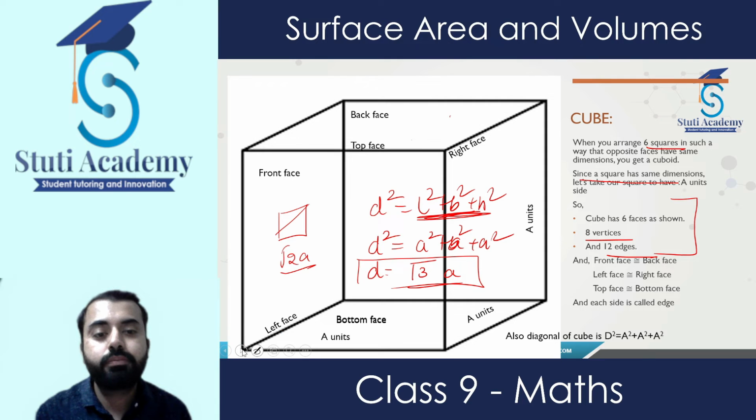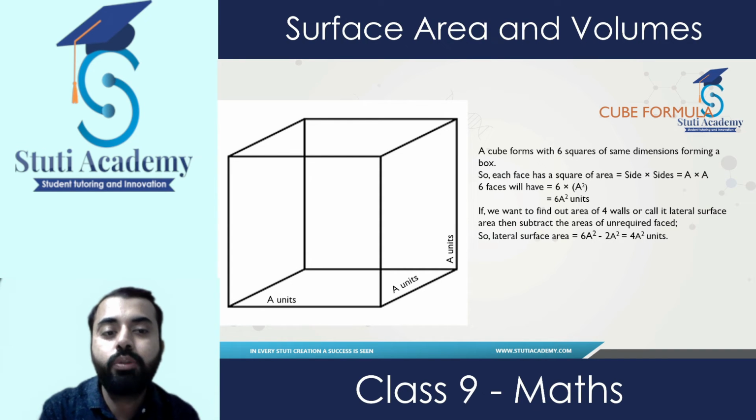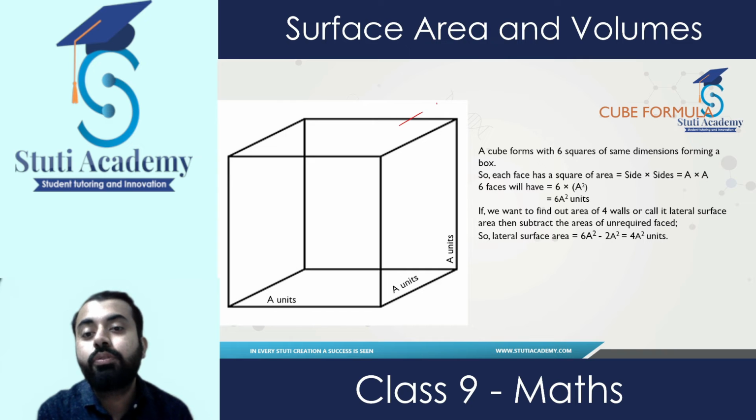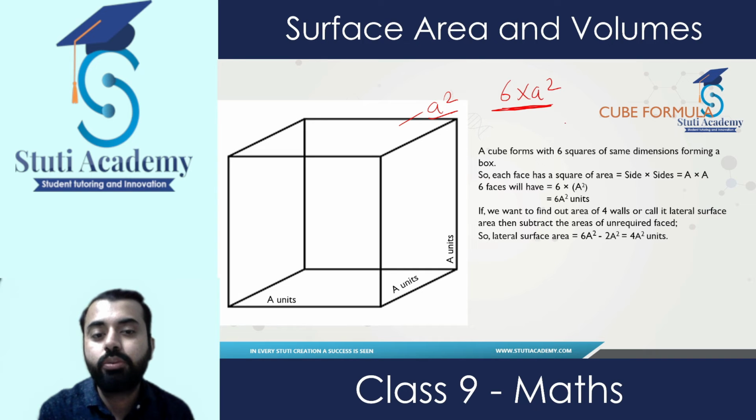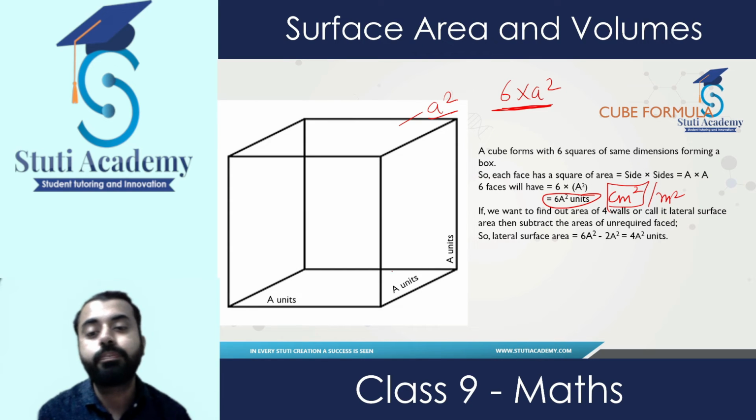Now let's see how its formula is derived. Since a cube shares six squares of equal dimension, and the area of a square is what? A square. That means its total area will be what? Six faces, area of each is A square, so 6A square. Its unit will be what? This is an area, so it will be only in square units: centimeter square or meter square or even kilometer square, whatever you want, it will remain in square powers.